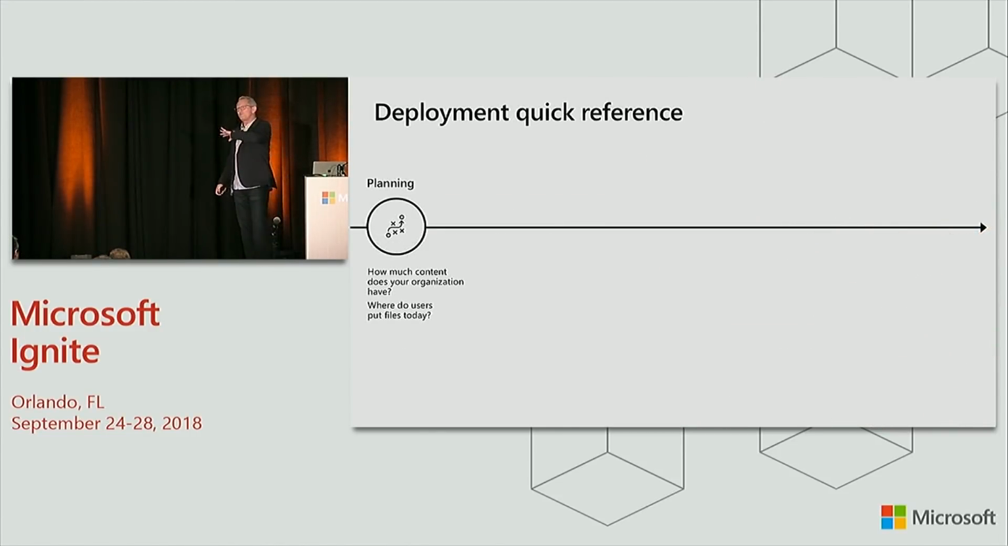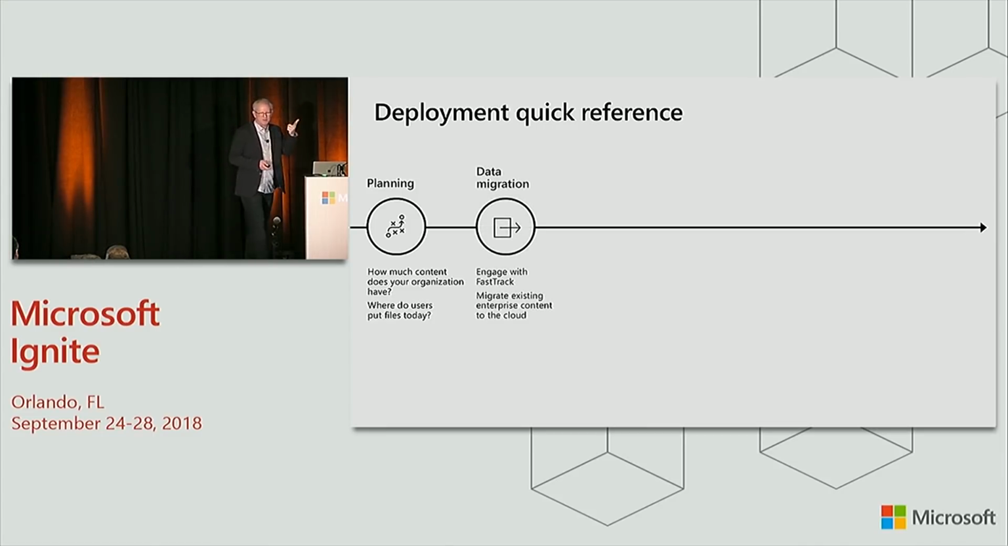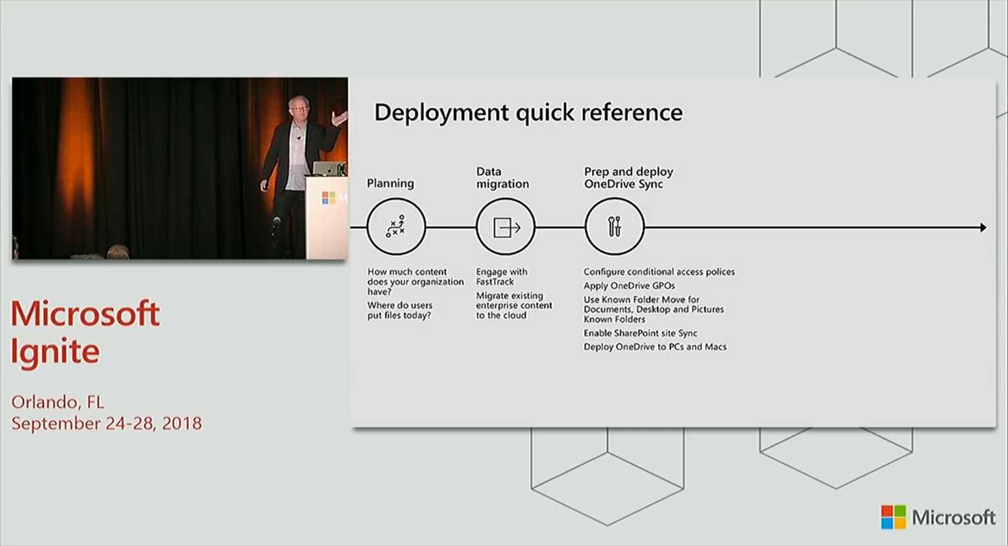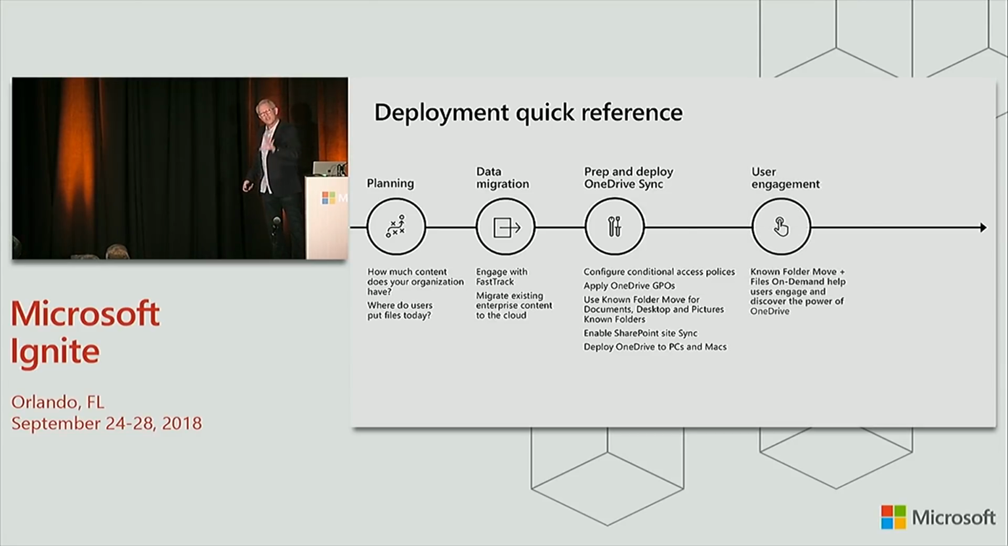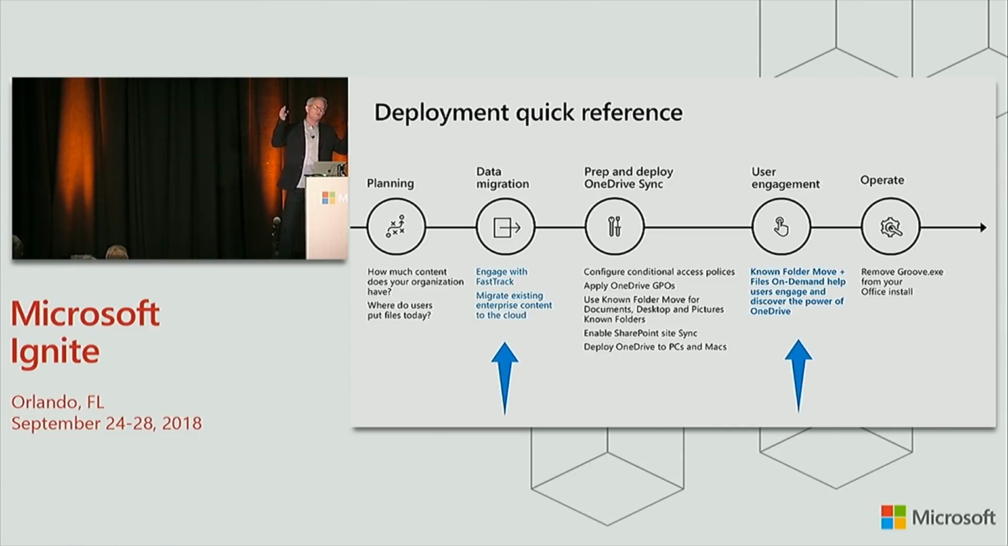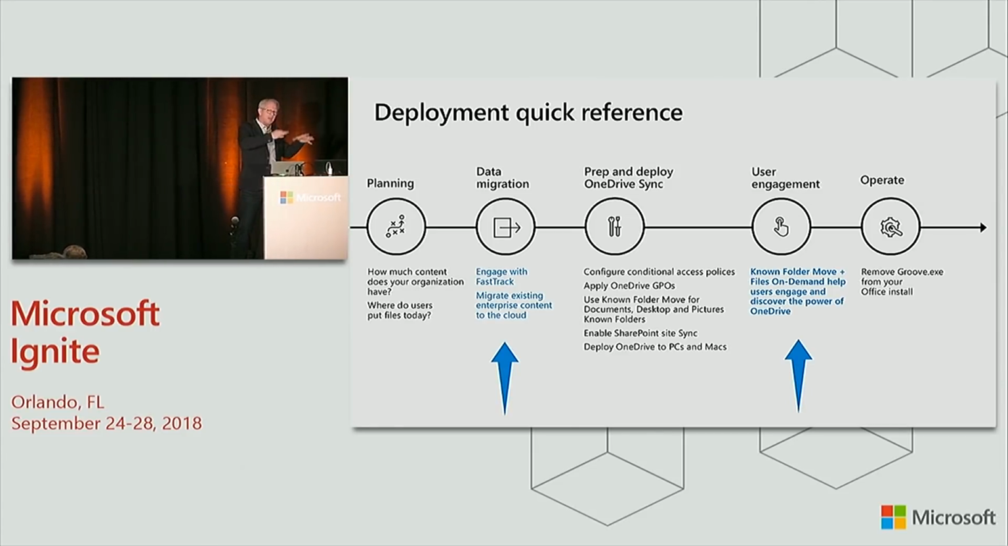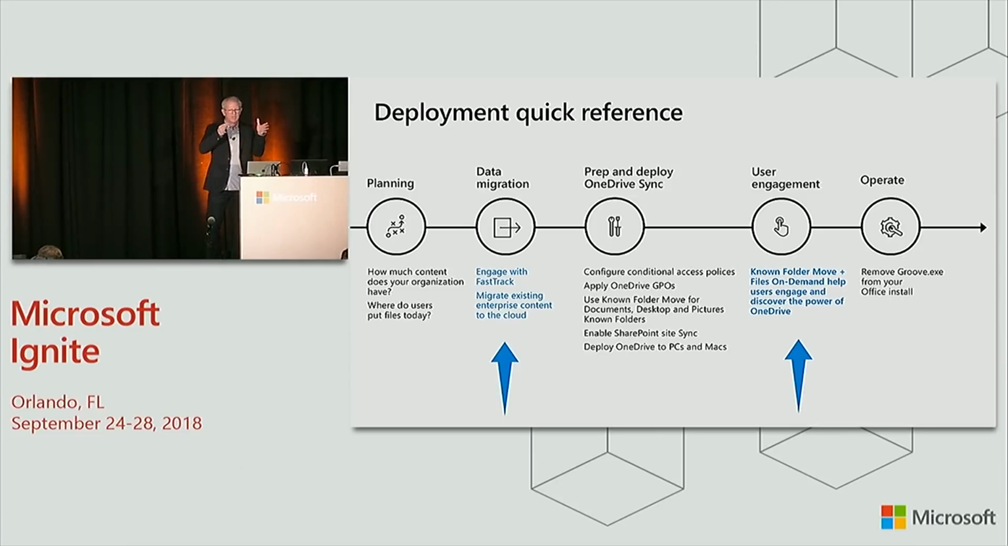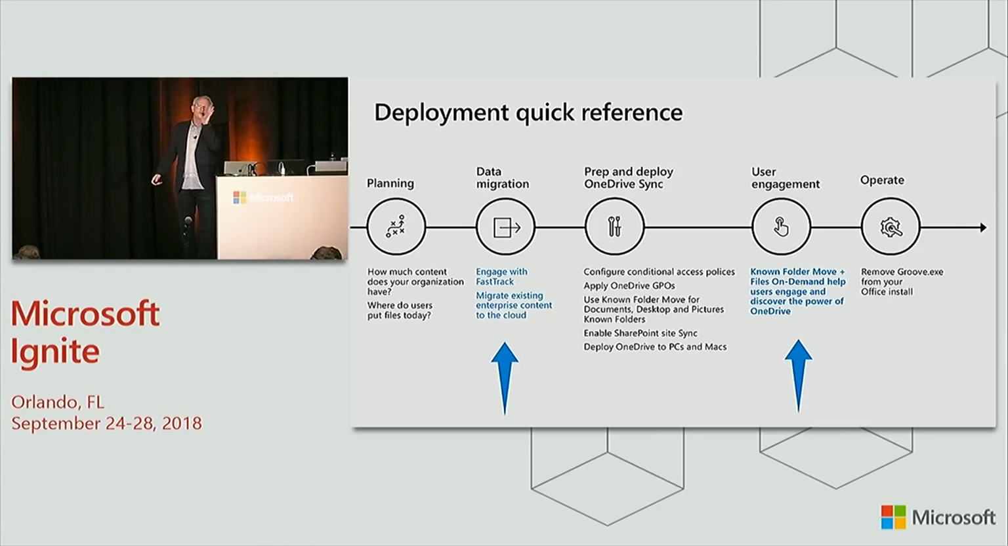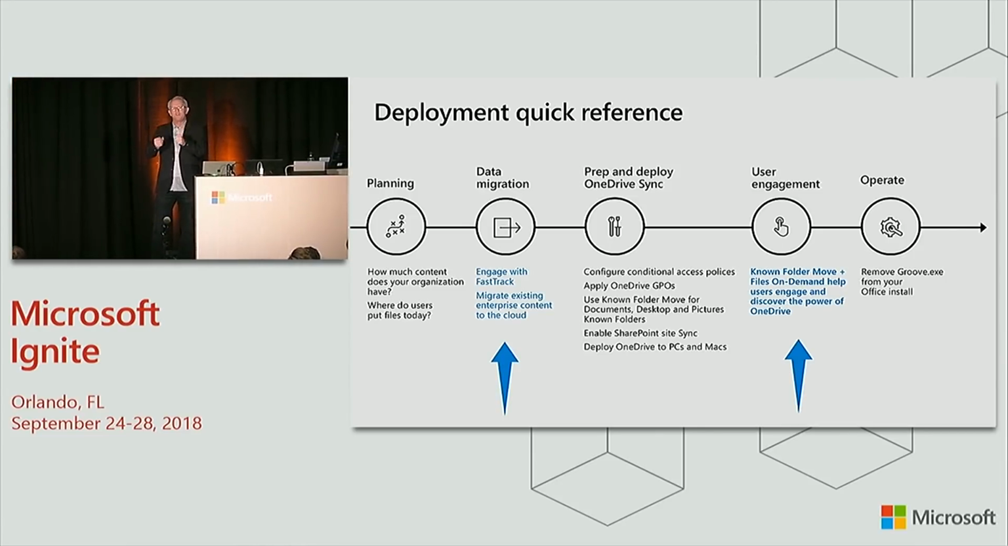So I'm going to review the steps of deployment really quickly before we get into the good stuff, the demos. But when you think about deployment, we're talking about planning, data migration, prepping and deploying sync, getting your users to use OneDrive, and then finally the operational piece. And today, we're really going to deep dive into the data migration piece, which is how you can get all that data up. Known folders plays a big part here. And also the user engagement piece. How do you get your users to use OneDrive?